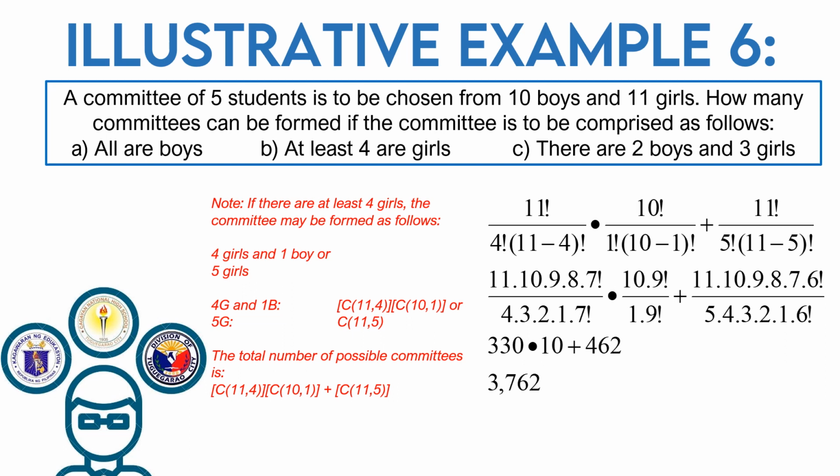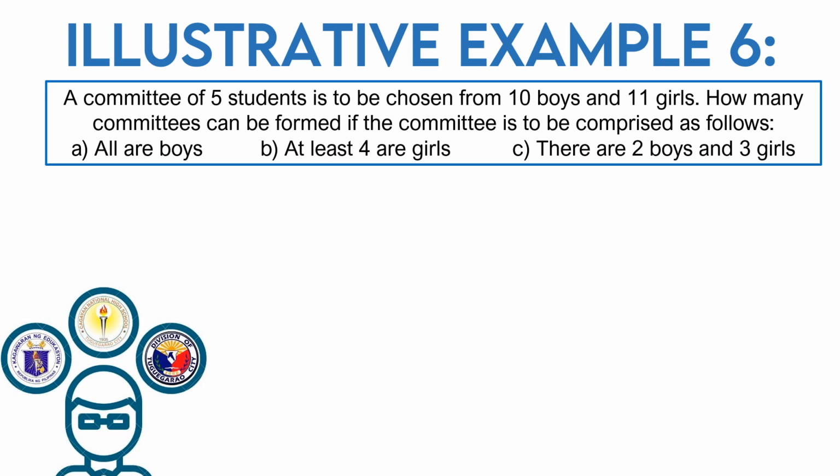So 330 times 10 will give us 3,300 plus 462 will now give us a total of 3,762. Therefore, there would be 3,762 ways to form the committee of 5 students from a list of 10 boys and 11 girls if there would be at least 4 girls in the committee.